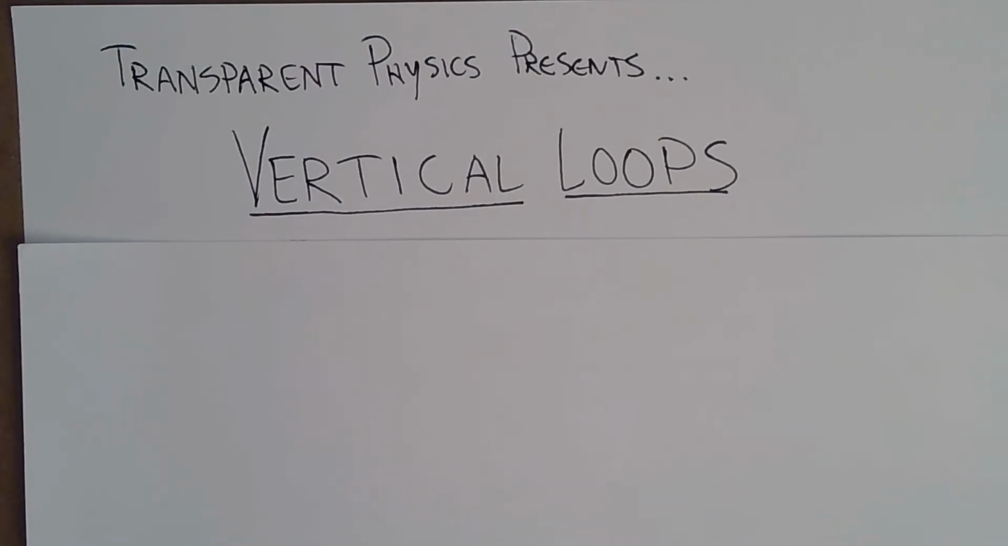The focus for today is on vertical loops. Vertical loops are a subset of a topic often found under uniform circular motion, where the object is spinning in what we call the vertical plane. I'll show you a picture here in just a minute to clarify that.